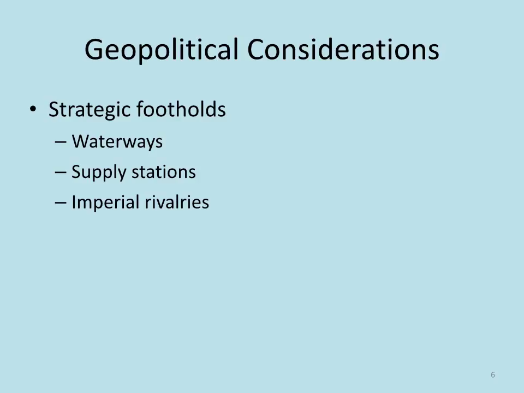Now, when we talk about geopolitical foundations, they are probably the most important component of imperialism because the geopolitical situations that we're going to see arising are going to eventually lead to what will be two massive world wars and plenty of other conflicts. Now, the most important thing a country can do for imperialism during this time period is looking for strategic footholds. Waterways, supply stations, imperial rivalries are going to be important because they're going to be trying to compete with one another.